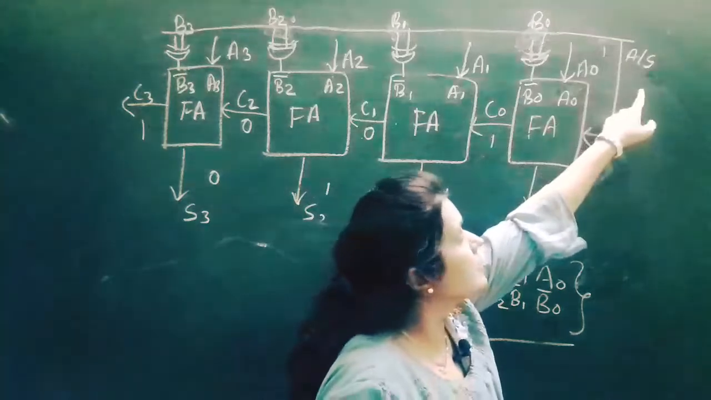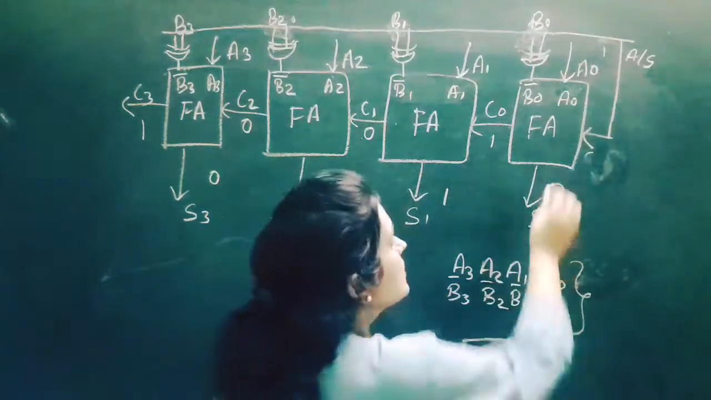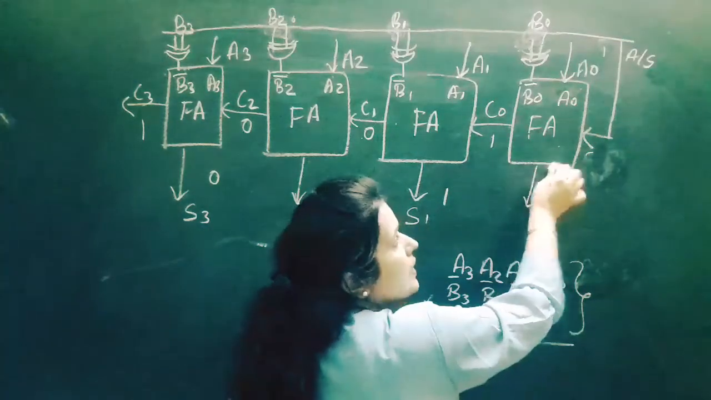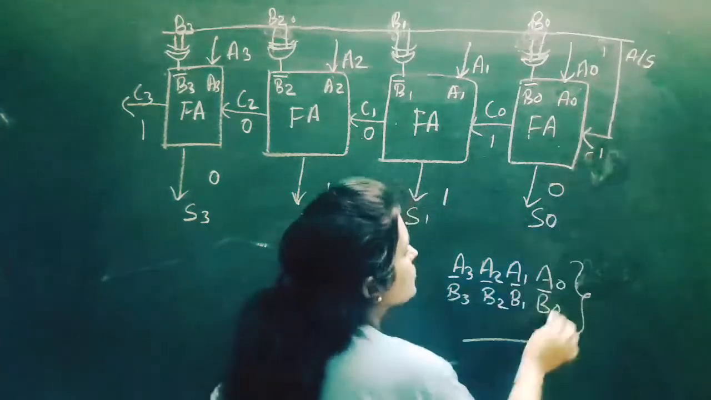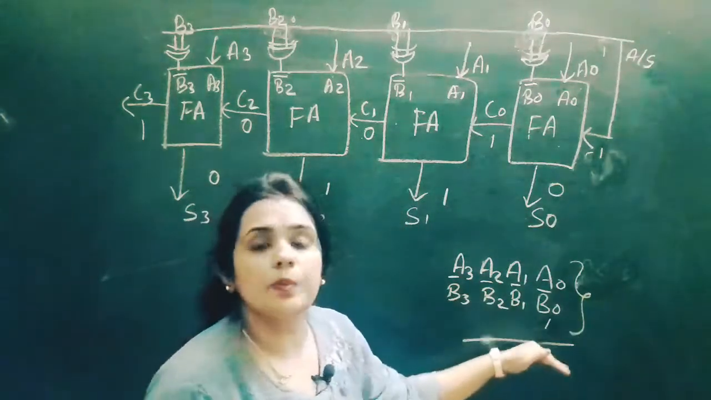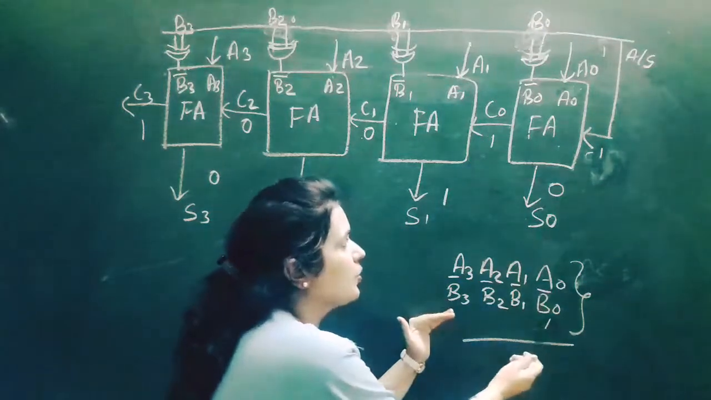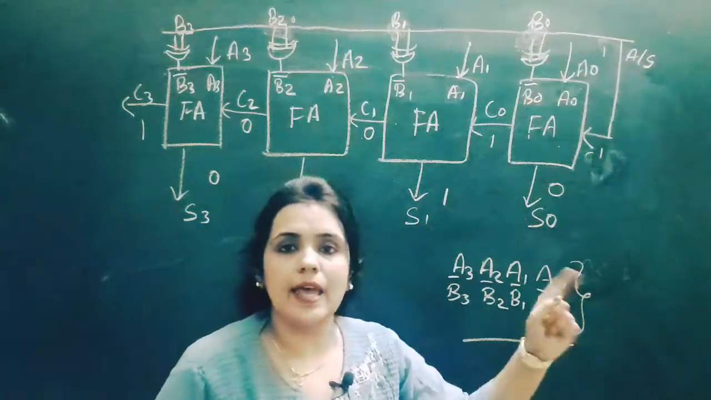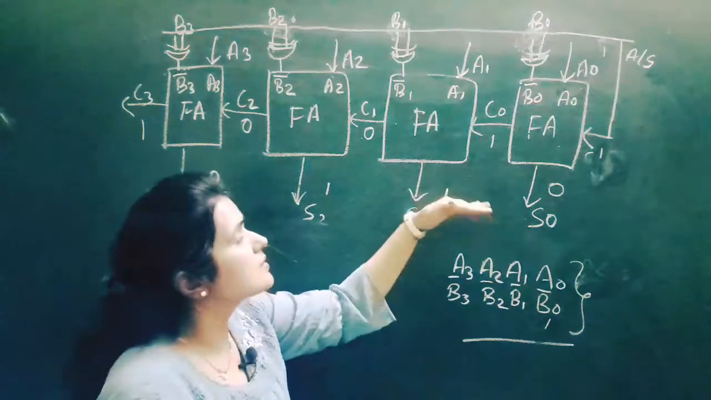Now our AS signal is equal to 1 for subtraction, so our input carry for the first full adder will also be equal to 1. So here we have obtained the formula for subtraction. So we can perform addition as well as subtraction using this circuit.